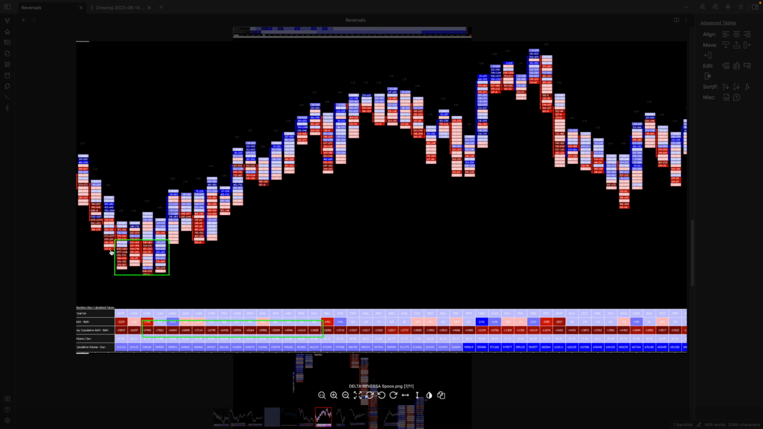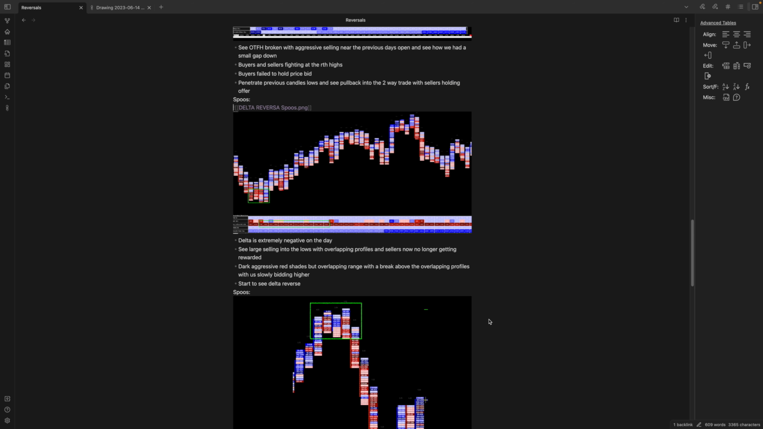We then see at the lows 77 x 0, 9 x 0, 427 x 0, and 18 x 0. So sellers really aren't getting anywhere. So if these sellers aren't getting anywhere, you kind of have to think there's obviously going to be a reversal. Delta is extremely negative. We then start to see a slow drift up with one time framing higher. And then we start to see delta slowly reverse.